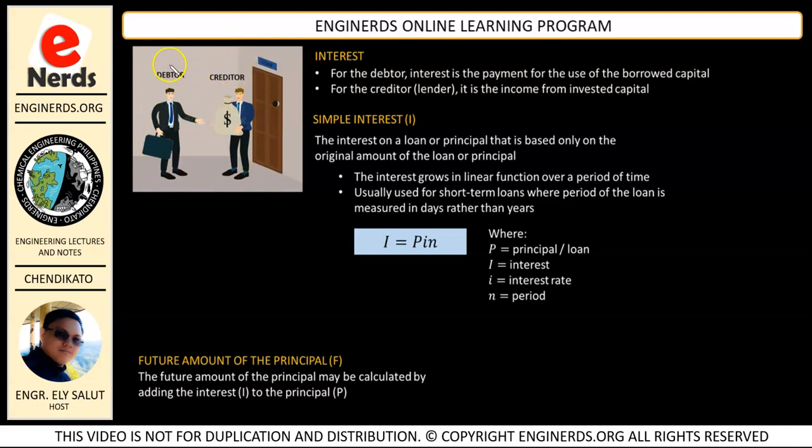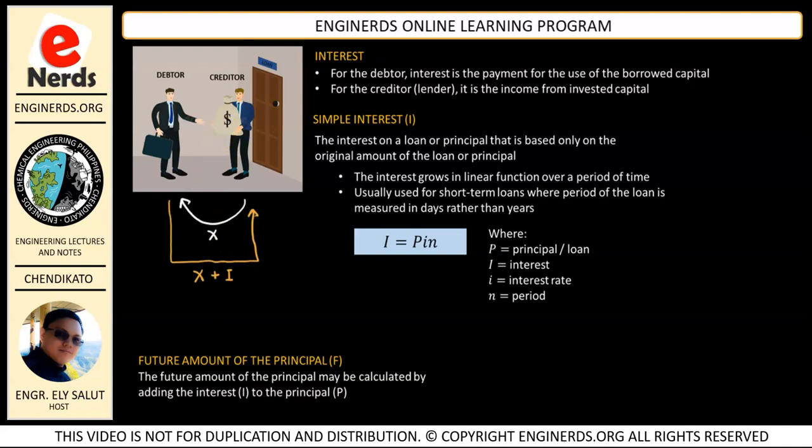At first, manghihiram ng pera yung debtor. So, magbibigay yung ating creditor ng pera dito sa ating debtor, and let's say that is X. And then, after some time, itong ating debtor will have to pay itong hiniram niyang pera, di ba? So, he will be paying an amount dito sa ating creditor. That will be X, and then there will be an additional value. Let's say that is what we call I. And yung additional value na yan is what we call the interest.